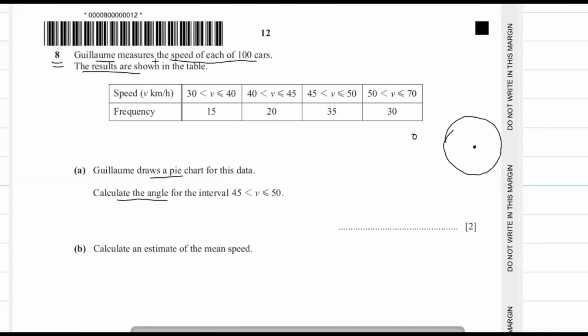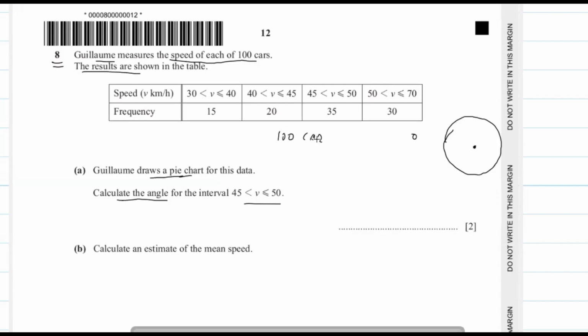Question 8. Ghulam measures speed of each of 100 cars. The results are shown in the table. Ghulam draws a pie chart for this data, calculate the angle for this interval. To calculate the angle for this interval, firstly we have to know about the pie chart in which the data is represented in circle. Angle shows the data for each interval, and here the total cars, 100 cars. The 100 cars takes whole circle, and the whole circle having angle 360 degree.